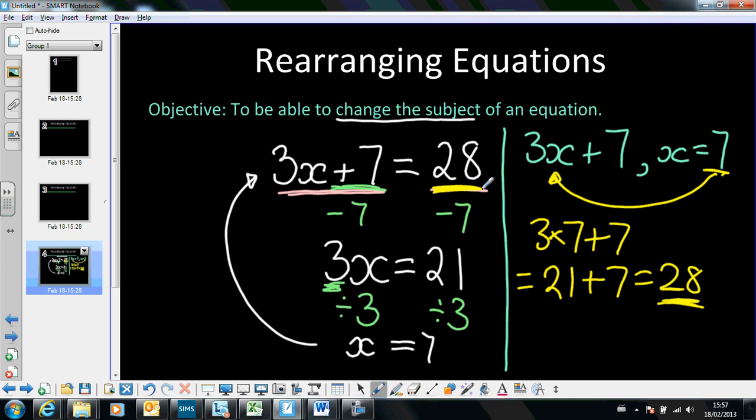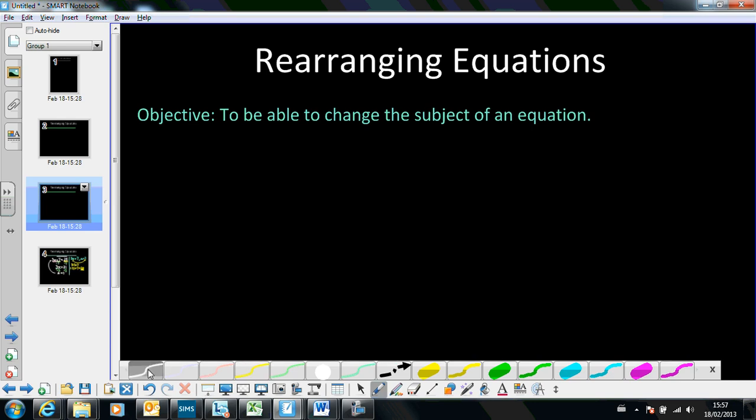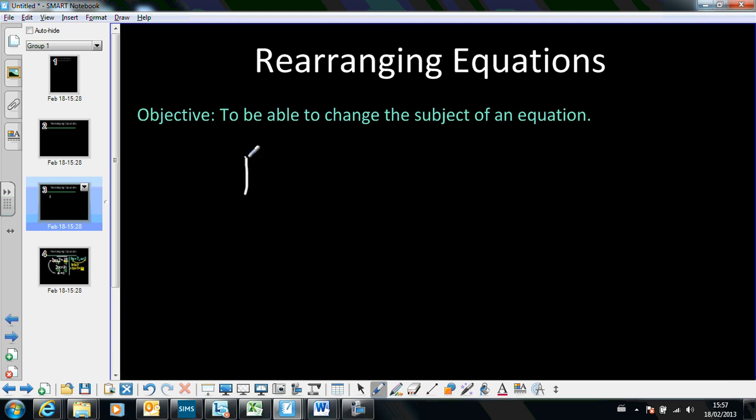So we should all be familiar with the balance method, which is great because we're going to use it for changing the subject of an equation. So what do we mean by that? Well, if I've got an equation or a formula, I'm going to use the formula for turning between Fahrenheit and centigrade. So 2 different temperature systems.